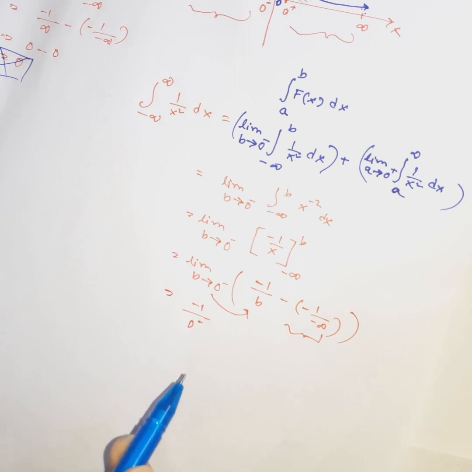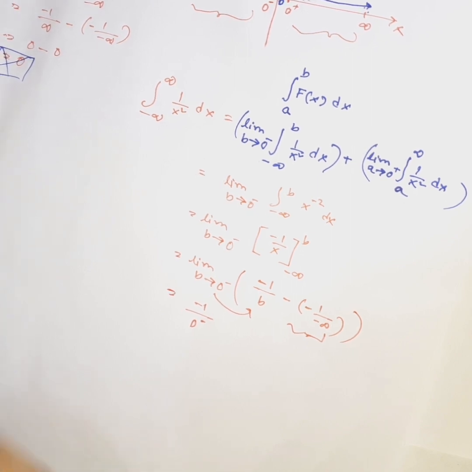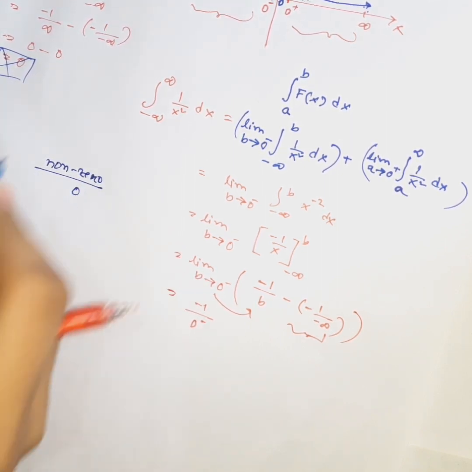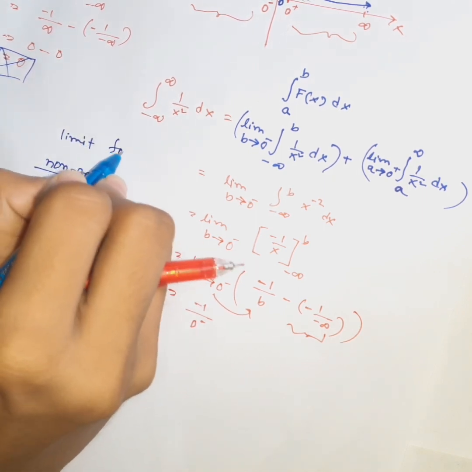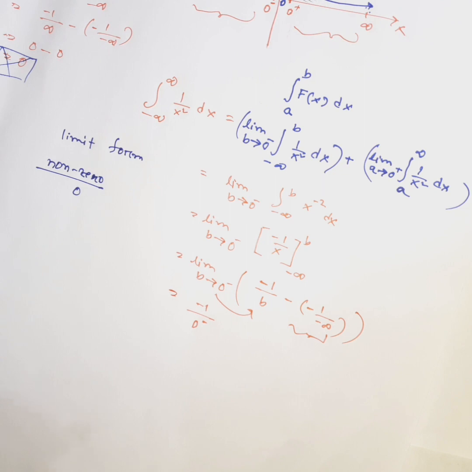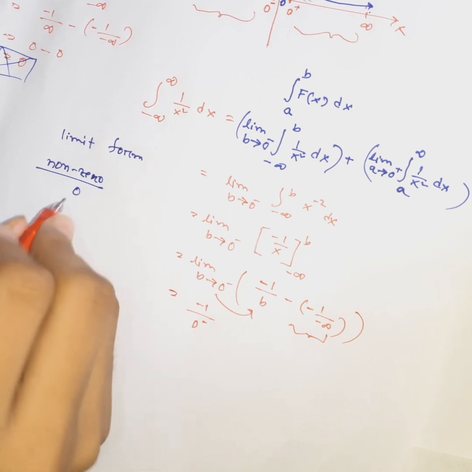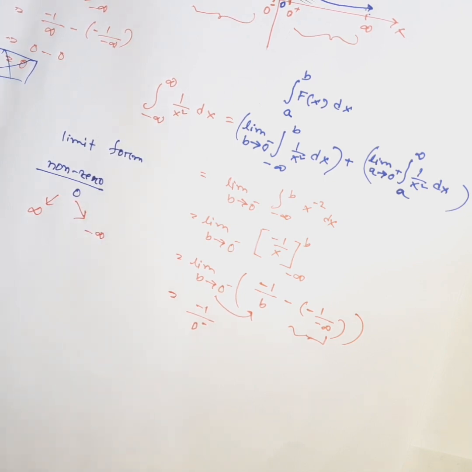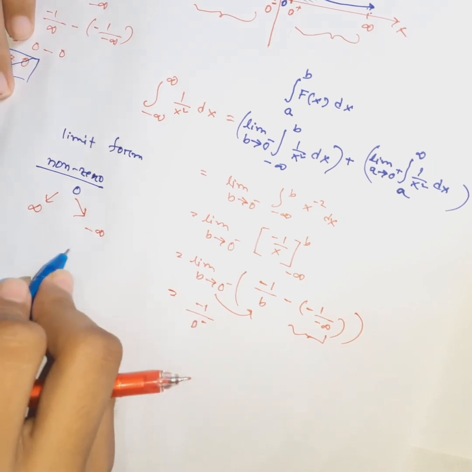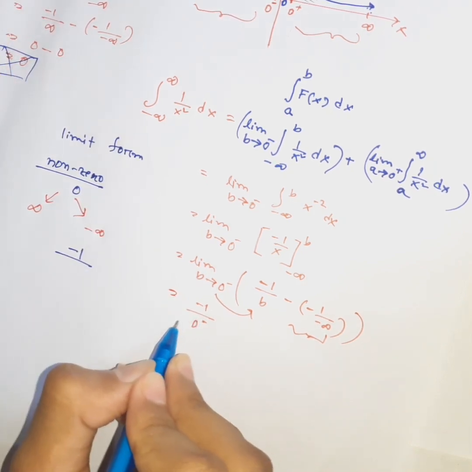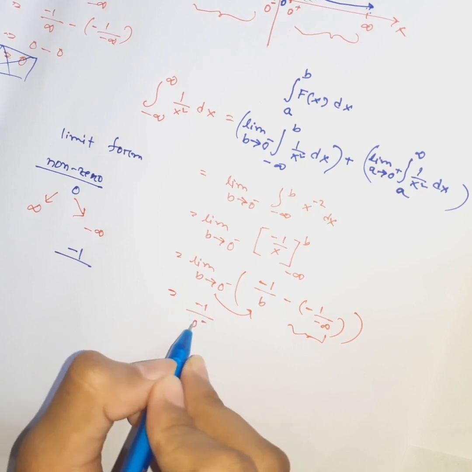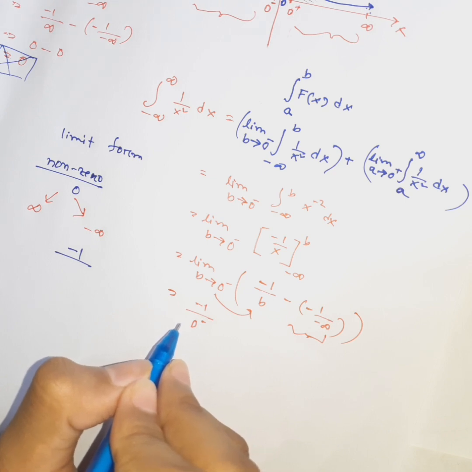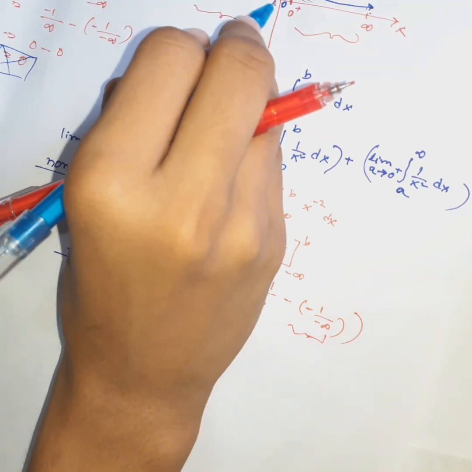Can you do any calculation here? Yes, we can. Now let me tell you, when we get any non-zero over 0 in limit form, this is only for limit form, not in general sense. Now this either approaches infinity or negative infinity, depending on sign. So here we have minus 1 in the numerator, and in the denominator we have 0 minus. That means a very close number to 0, and the number is negative.